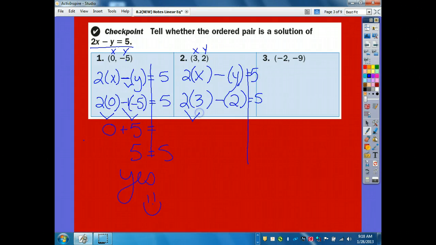2 times 3 is what? A negative 1 times a 2 is? A minus 2. What is 6 minus 2? Does 4 equal 5? Wah, wah. Nope, that one does not work. That one is not a solution. If I go over to the 3 and up to the 2, that would not be on that line, that equation. That dot would be off the line. Nope, not going to work. All right, do number 3.